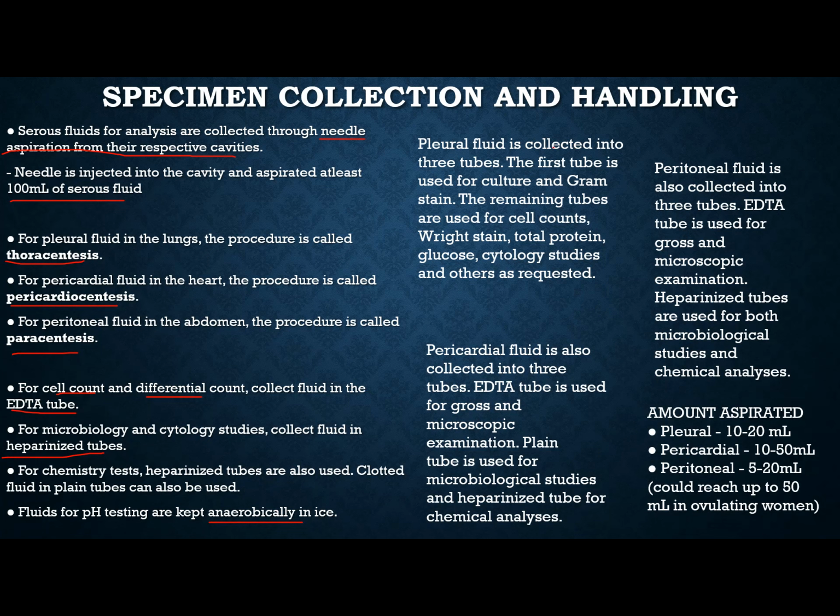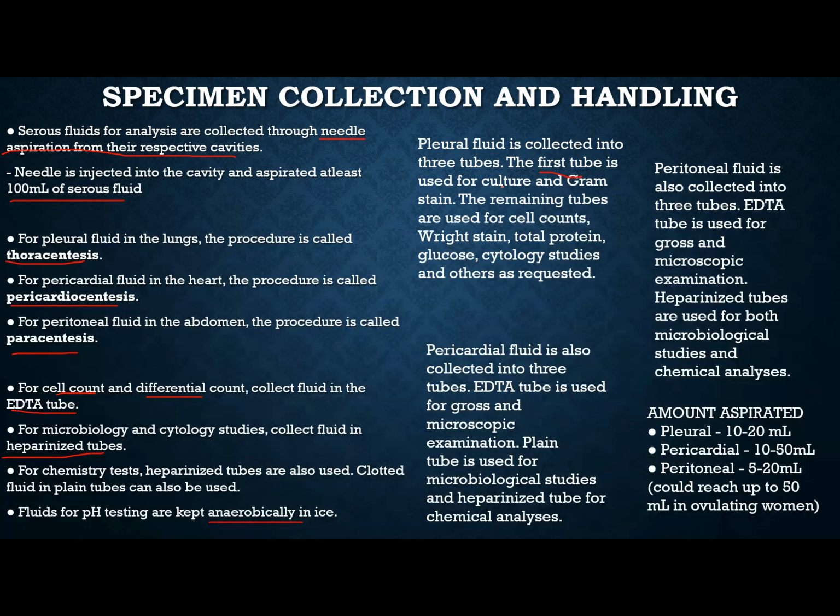Then pleural fluid is collected. So for every fluid class, you would be collecting 3 tubes, and there is an order of draw. And for every tube, for every order of draw, there is a required test. So for pleural fluid class, you would collect 3 tubes.